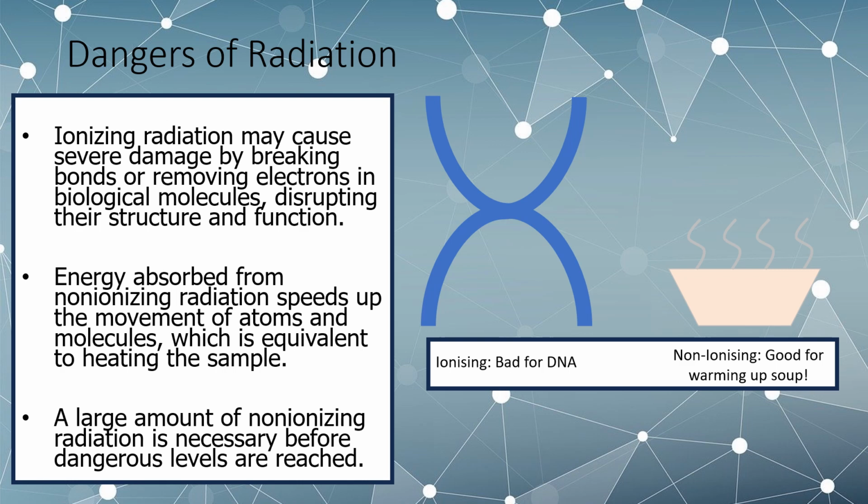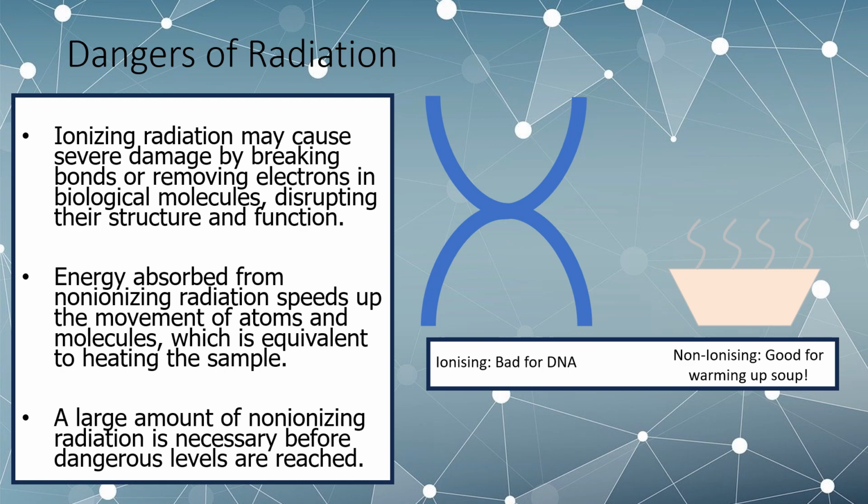Non-ionizing radiation, on the other hand, which isn't our alpha, beta, gamma, but is some other types of radiation, is simply going to absorb the energy and speed up the movement of atoms and molecules, which is the equivalent to heating the sample. In this case, the most common one of these that people often talk about is microwaves.